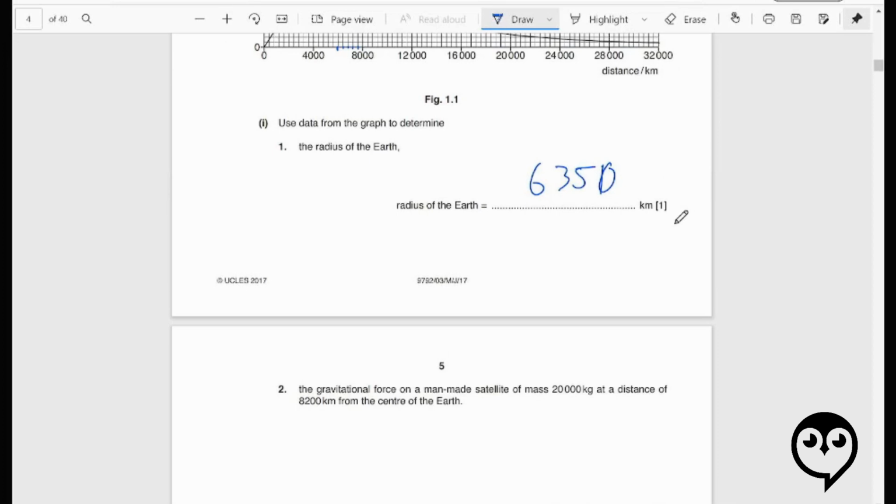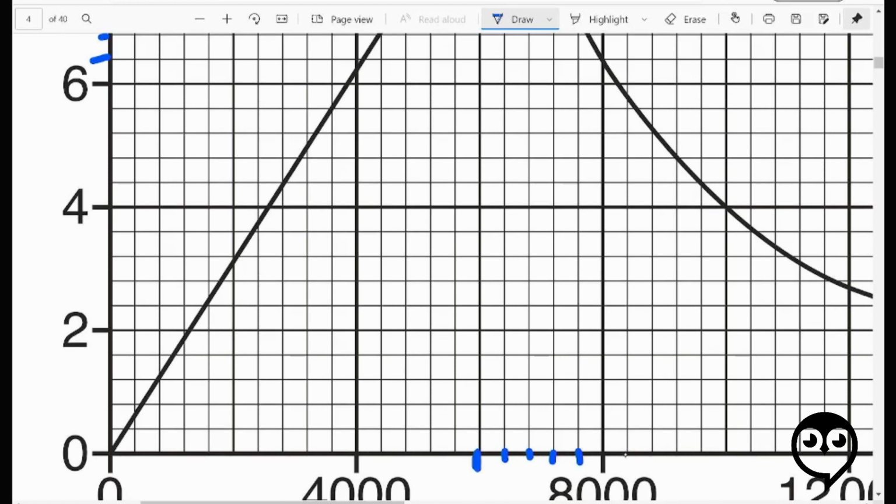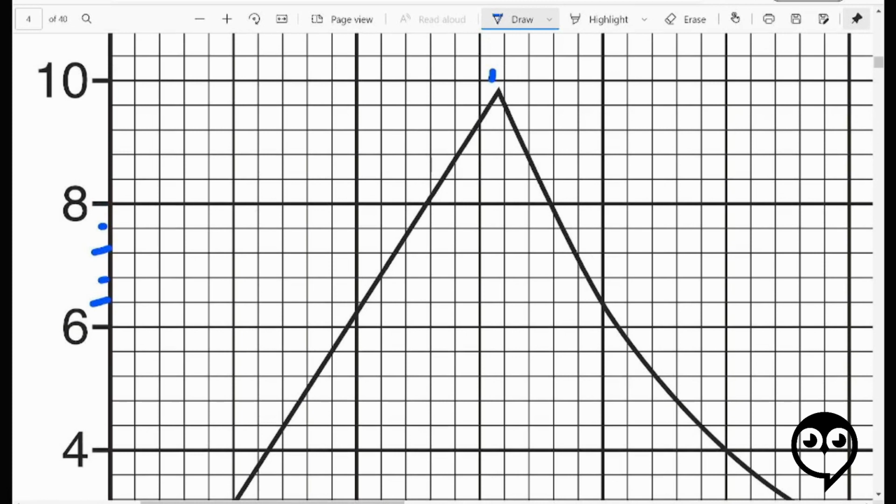And then also from the graph, determine the gravitational force on a man-made satellite with a mass of 20,000 at a distance of 8,200 kilometers. All right, so again, if I zoom in, each of these, let's see. So this is going to be 10,000. Each of these will be 8,400. So the halfway point here is 8,200. Right at where it crosses the 6th line, I think it's a little bit over 82. I think we want to be in this area right about there.